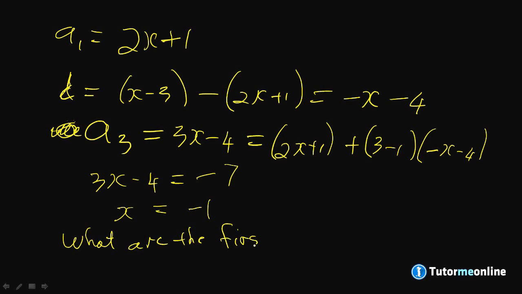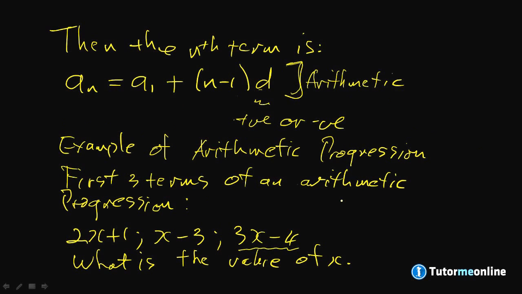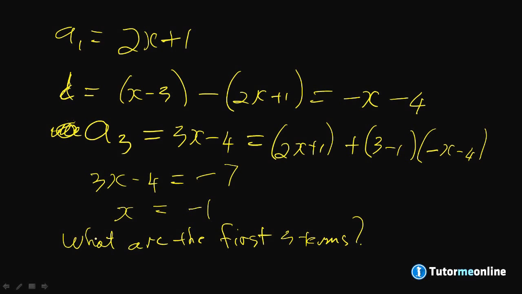Now this is another simple application of our basic formula for an arithmetic progression. We've been given the first three terms, and we've calculated x to be minus 1, so it is a simple substitution of x equal to minus 1 in all the first three terms. So we can simply write down the first three terms: minus 1 is the first term, minus 4 is the second term, and minus 7 is the third term.